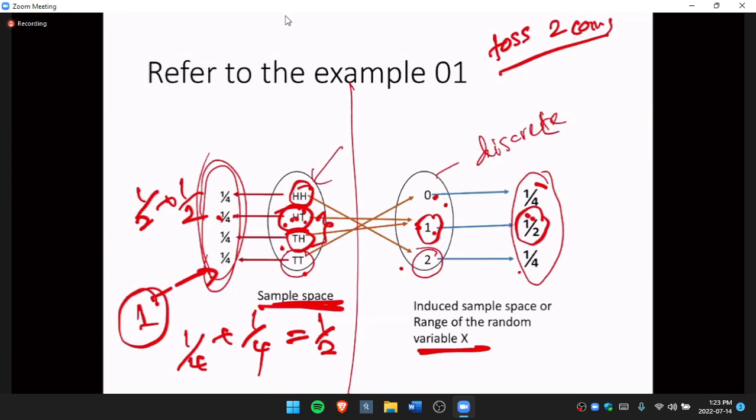Okay. Now come to the right hand side. Now find the addition of these. Again, you can see that 1 over 4 plus half plus 1 over 4 is going to be 1. That means total probability should be equal to 1.